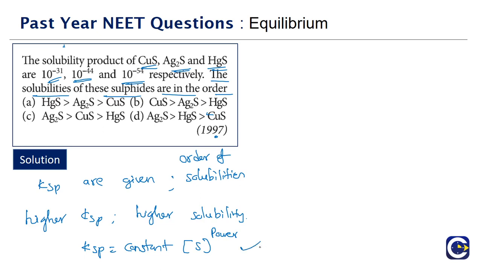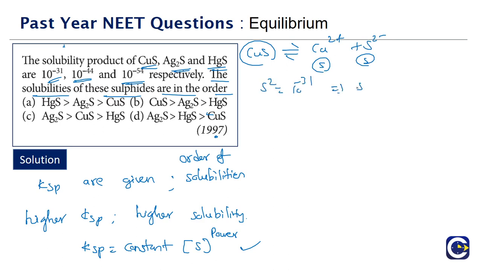the salt type. So if you look at them one by one, let's say we have CuS. When it is dissolving, it will produce what? Cu2+ ions and sulfide ions. So concentrations are going to be S and S. So we will have S square is equal to 10 power minus 31, means S will be equal to the square root of 10 power minus 31, which is 10 power minus 15.5. Keep it as 1.